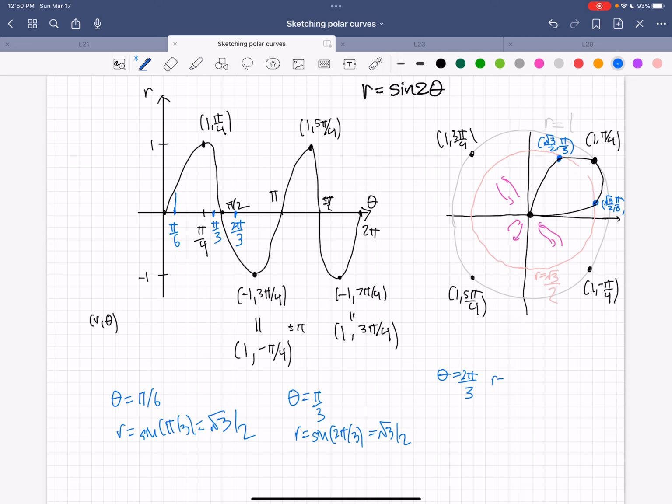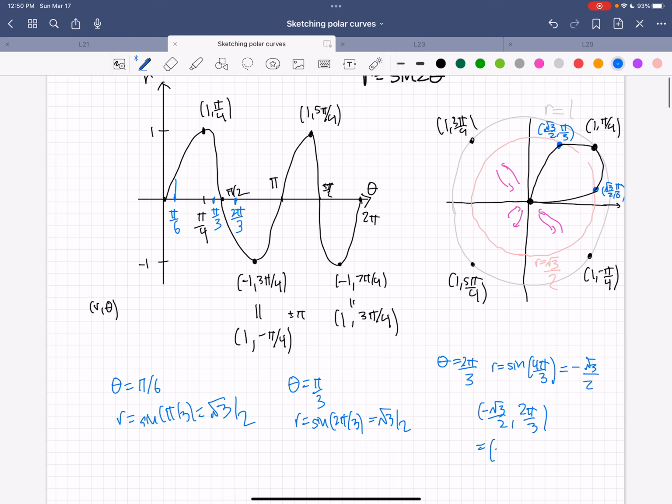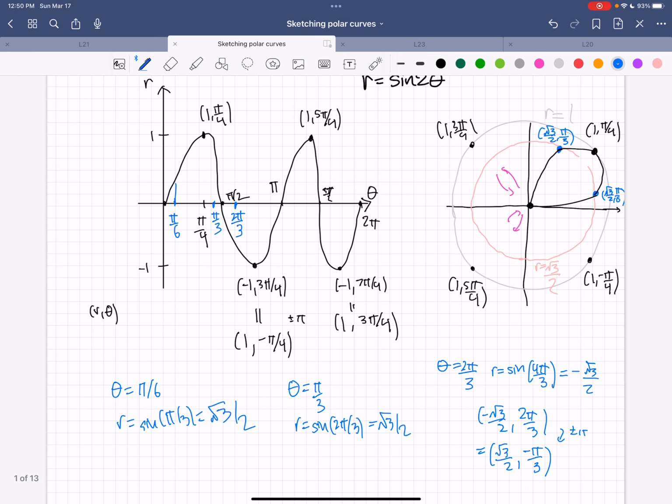We get r equal to sine 4 pi over 3, which should be negative root 3 over 2. And so that negative root 3 over 2, 2 pi over 3, again, we can use that trick where we make our radius positive again and add or subtract pi. And I'll subtract, and just call this negative pi over 3. And then that's how we get another point on that radius, root 3 over 2, for negative pi over 3. So that would be, let's say, right here.